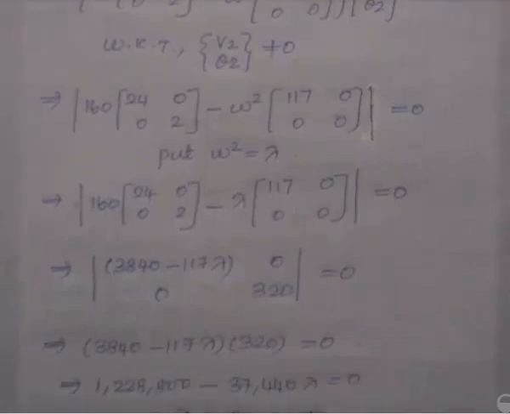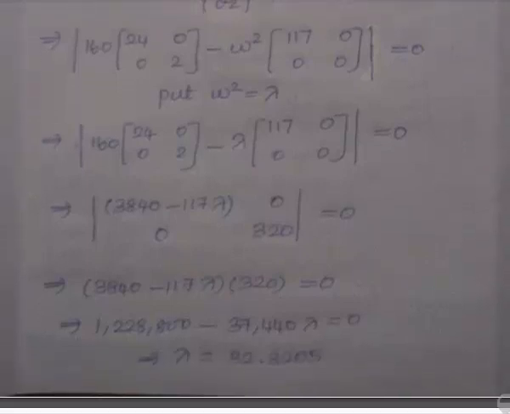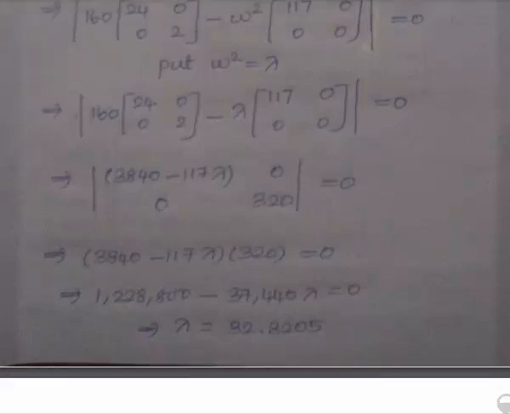In the next step, subtraction of the matrices in the previous expression is performed. Then the determinant value is calculated for the above expression, from which the lambda value is calculated as 32.8205. We already substituted lambda for omega square, so the calculated lambda value is nothing but the omega square value, 32.8205.